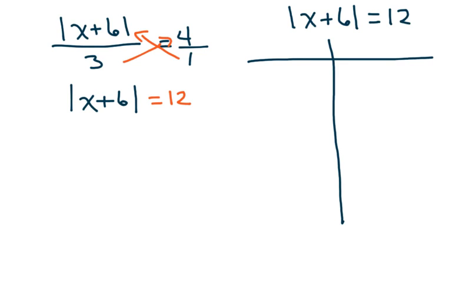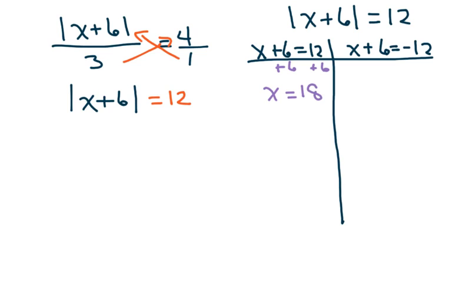I'm going to just copy it down without the absolute value signs. On this side, I'm going to write x plus 6 equals negative 12. So you negate this side over here. Now let's solve for x. So you're going to add 6 to both sides, and you get x equals 18. Here you're going to subtract 6 from both sides, and you get x equals negative 18.